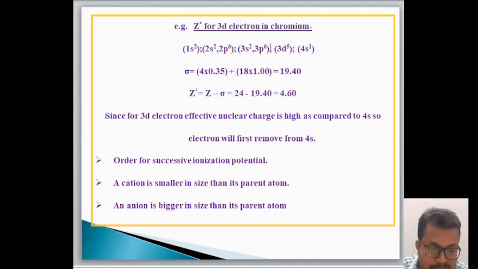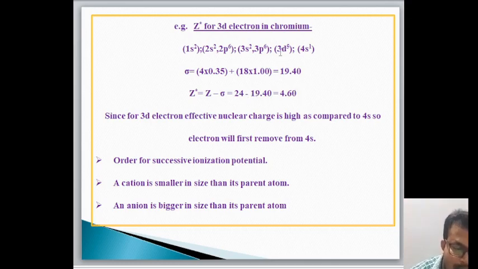from the rest of the electrons present in other groups, the contribution will be 1. In total, 6 plus 2 is 8, 8 plus 6 is 14, 14 plus 2 is 16, 16 plus 2 is 18, so 18 electrons are there, and the contribution will be 18 into 1. So we have got the screening constant value 19.40. To find the effective nuclear charge, we subtract the screening constant value from the atomic number, that is 24 minus 19.40, and we find 4.60.